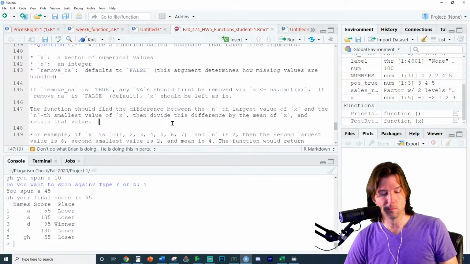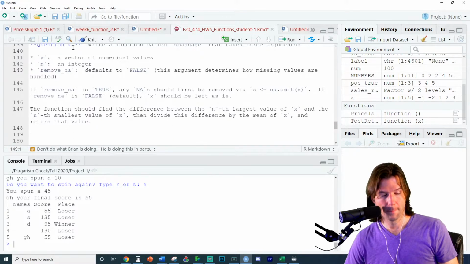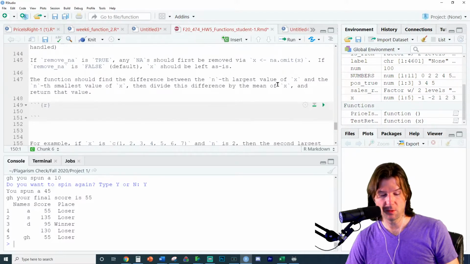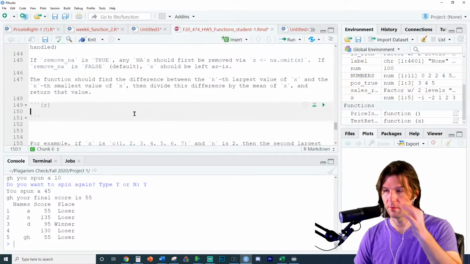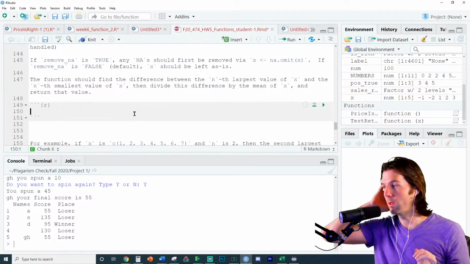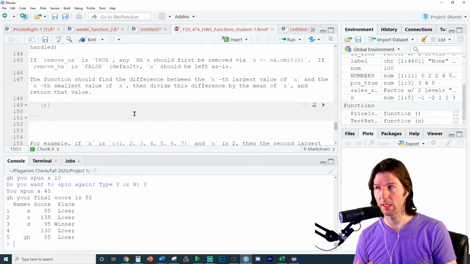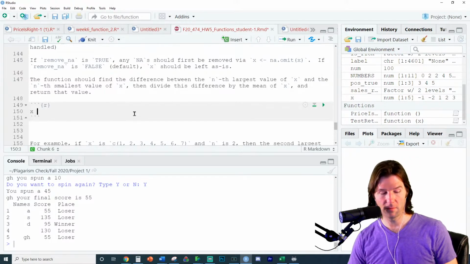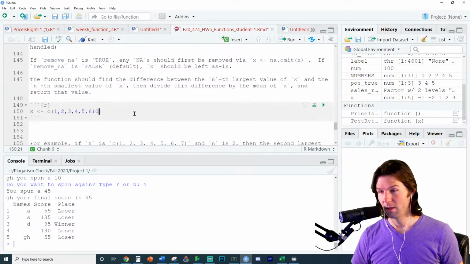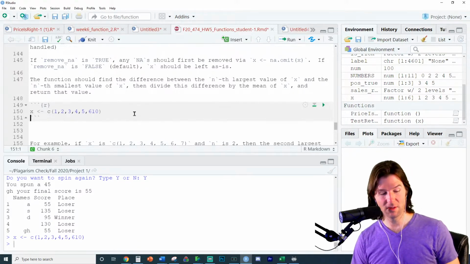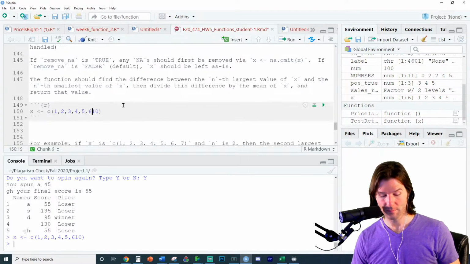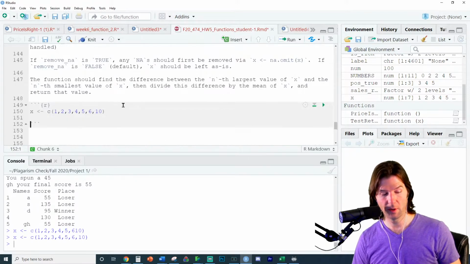And this is key right here. It should find the difference between the nth largest value of x and the nth smallest value of x, and then divide this difference by the mean of x and return the value. So this is where we really need to start coding, because we need to take a vector x. This is where I would start coding.